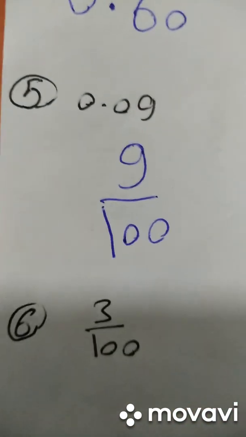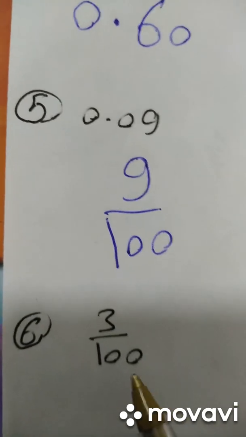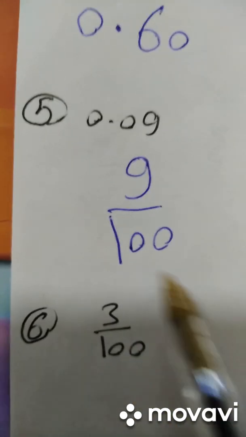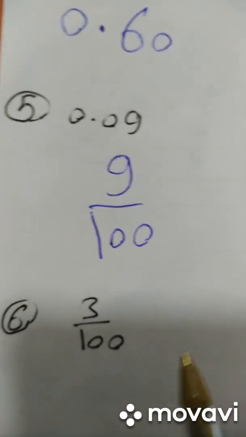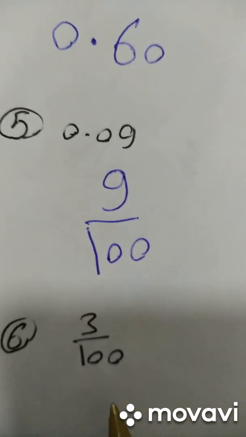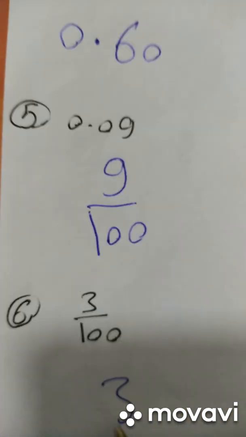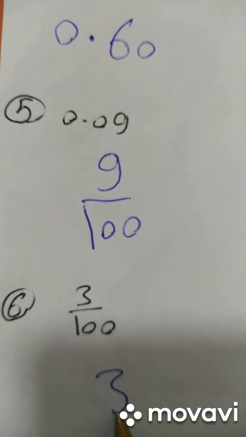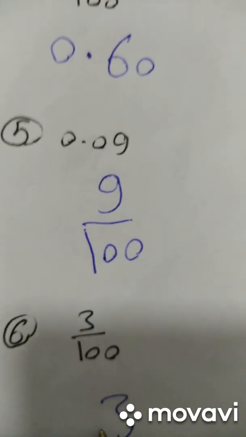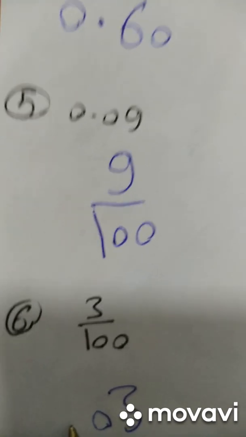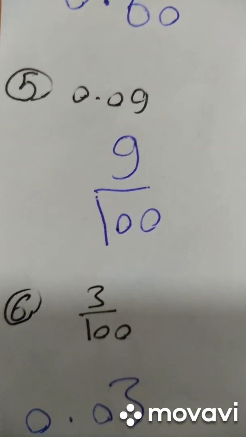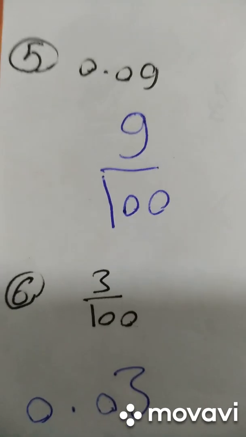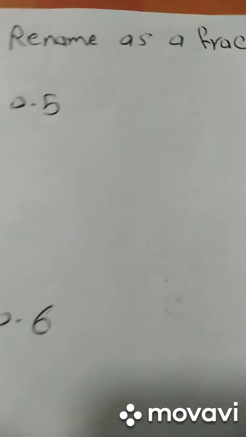Number 6, 3 hundredths. Yes, in the form of a fraction. Let's rename it as what? As a decimal. Put 3. The decimal point is 2 digits, but we have a 1 digit number, 3. So put 0 and put the decimal point. In the decimal form, it's 3 hundredths.